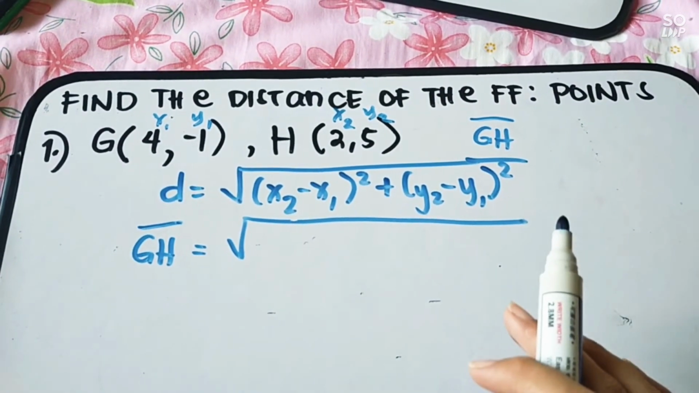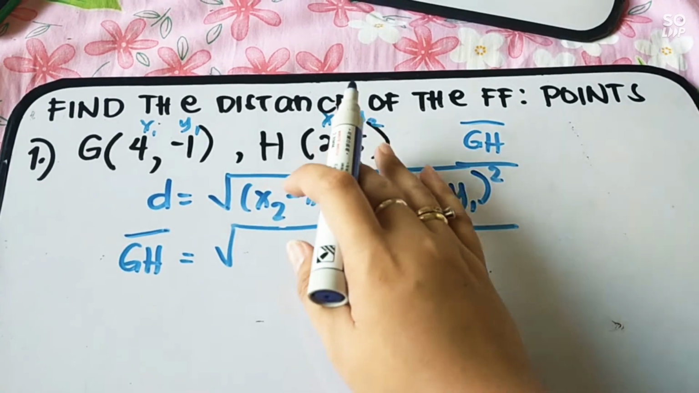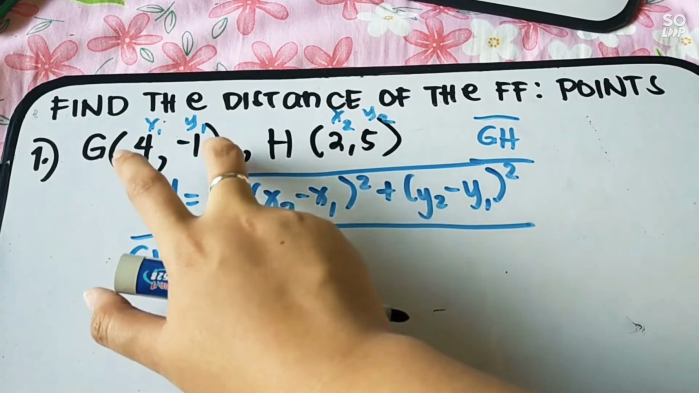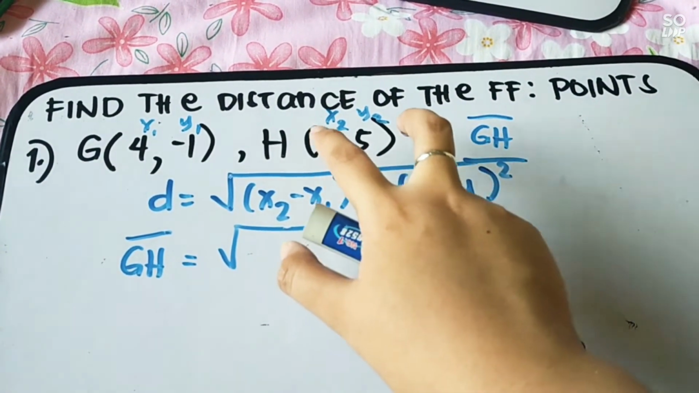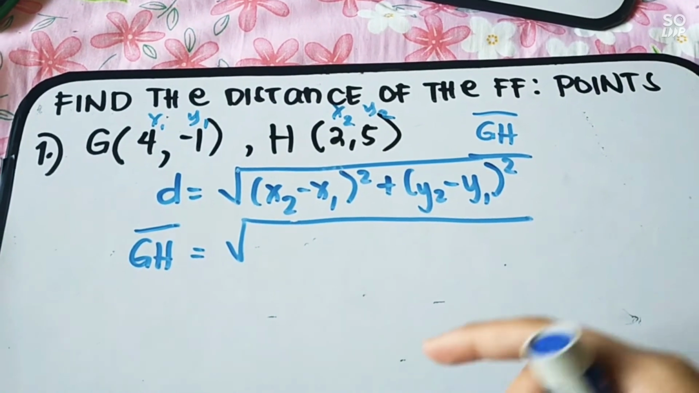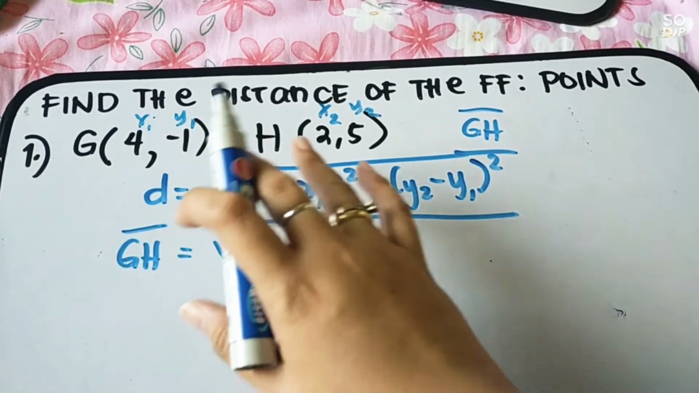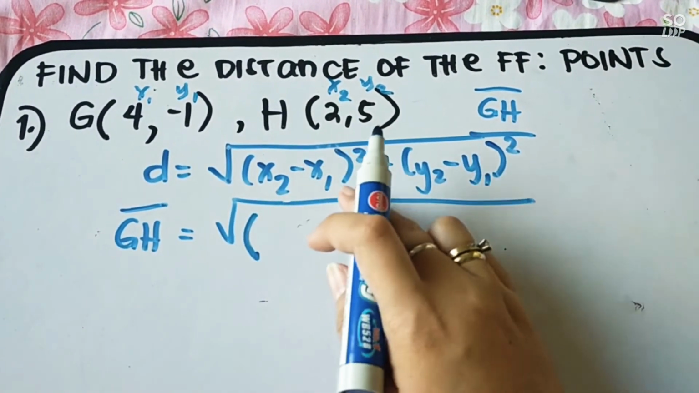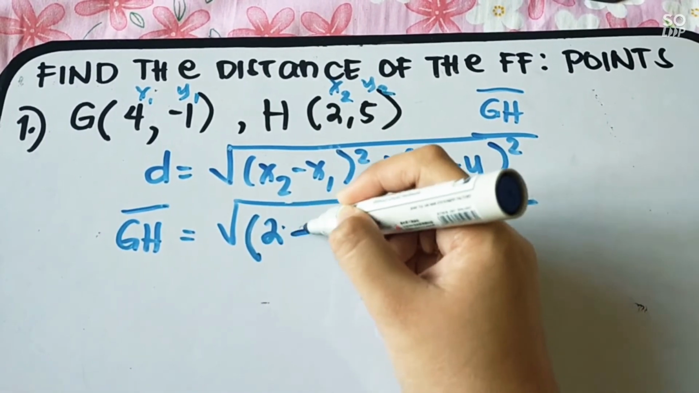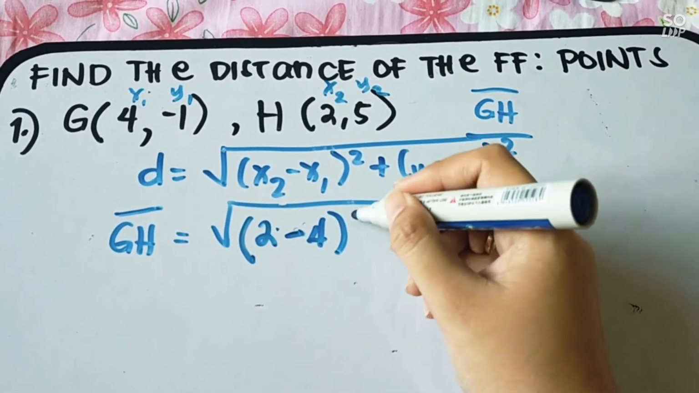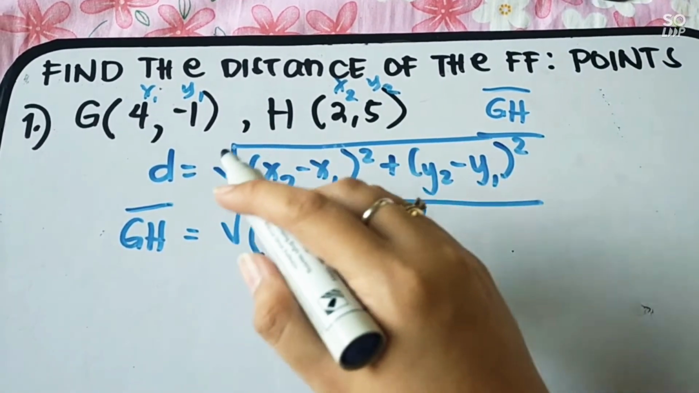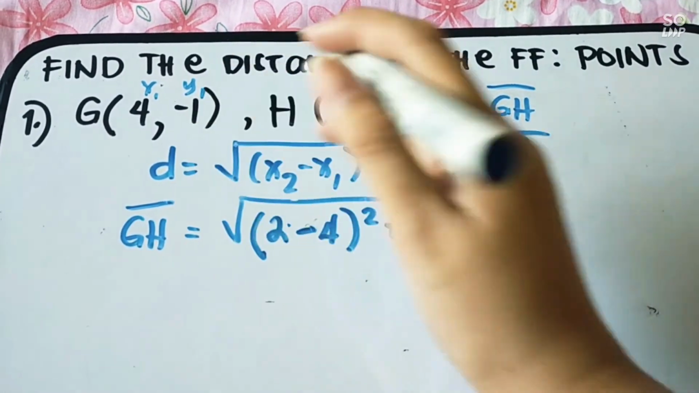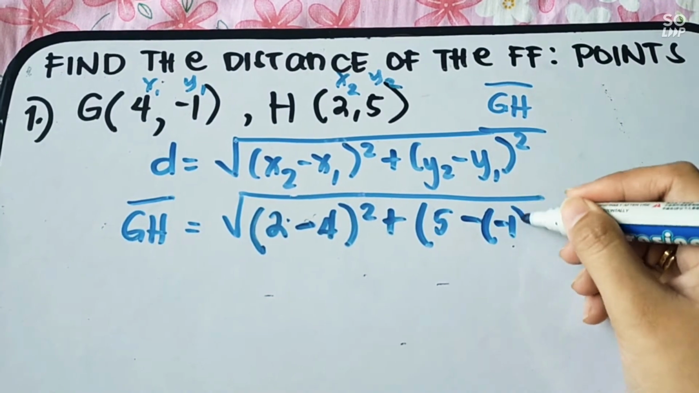Okay. What if this is your question, ma'am, can they be interchanged? Yes, they can be interchanged. You can make this the x sub 2, y sub 2, or you can also use this as the x sub 1, y sub 1. Okay? So, let us have this one. Whatever the arrangement is, stick with it so you will not be confused. So, we have here x sub 2, your x sub 2, we have here 2 minus positive 4 here, then squared. Plus y sub 2, we have here positive 5 minus your y sub 1, which is negative 1. Put open and close parentheses because it is negative.